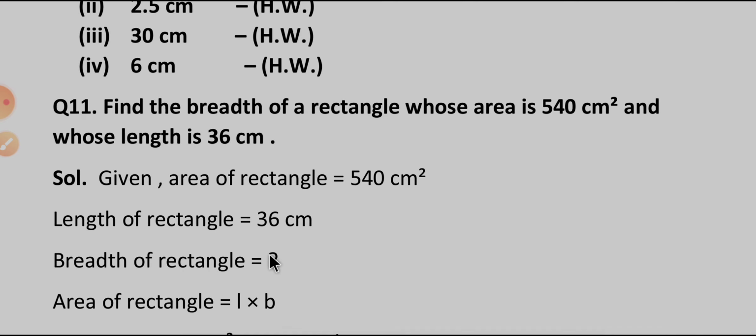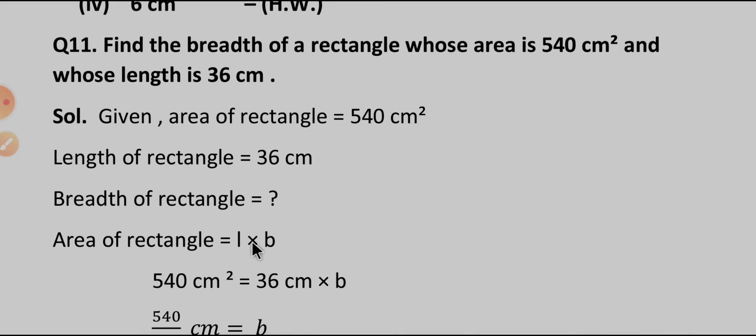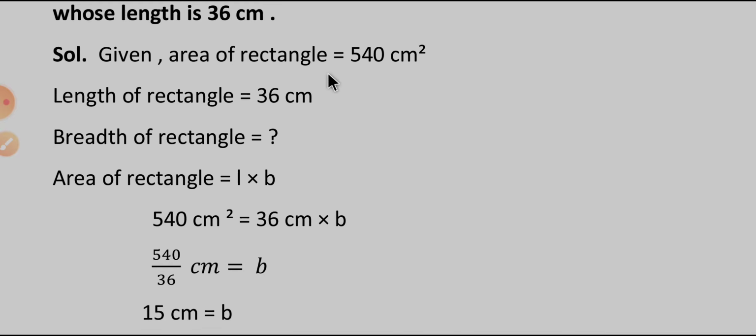So question mark. Now here area is given, so we'll use the area of rectangle formula. Area of rectangle is L into B. Now put the value. Area of rectangle 540 centimeter square, so write here 540 centimeter square. Length is 36 centimeter. Breadth is not given, so write here B only.